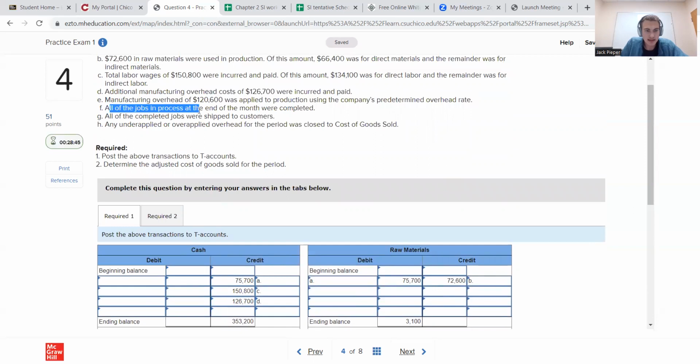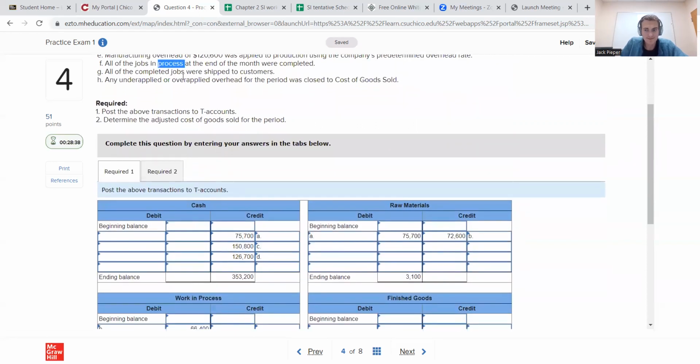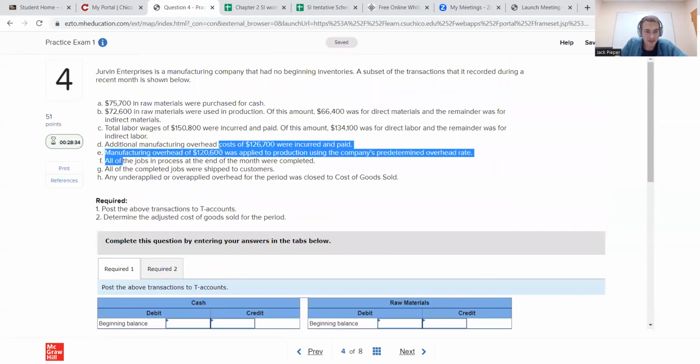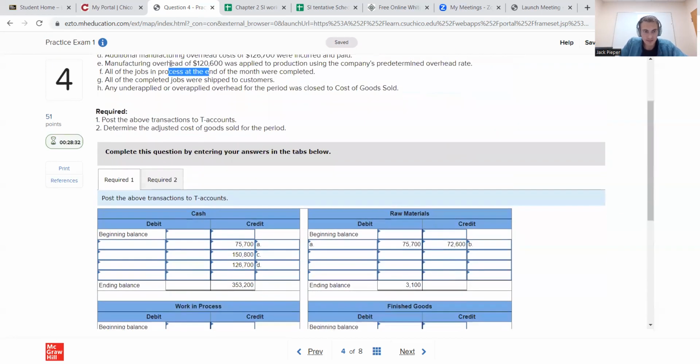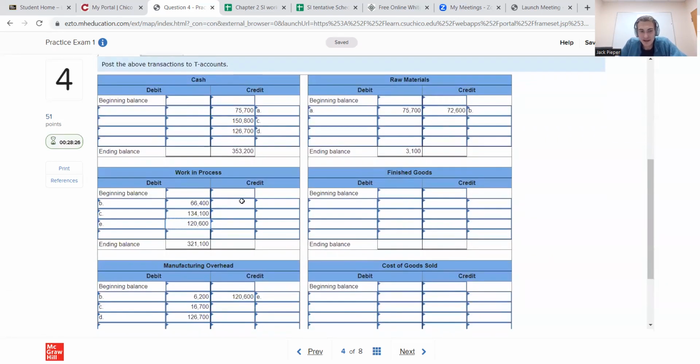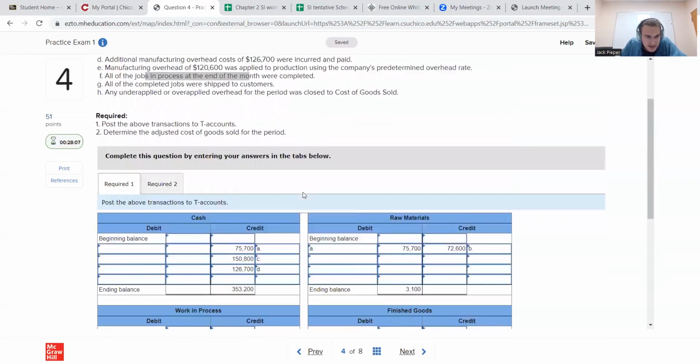All right. All the jobs in process at the end of the month were completed. Okay. Process, don't call it progress. I made a funny joke in my previous videos about that, so if you want to check that out, that's probably somewhere on Blackboard. All the jobs in process at the end of the month were completed. That just means that all of our work in process goods were completed. And when work in process goods are completed, they're put into finished goods. So we know that we have to zero out our work in process because all of our jobs were completed. So 321,100. And that is F.